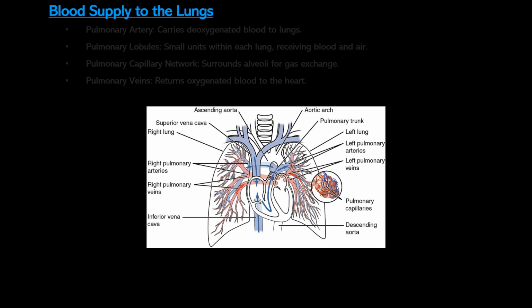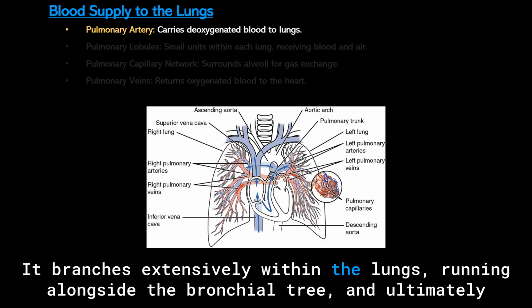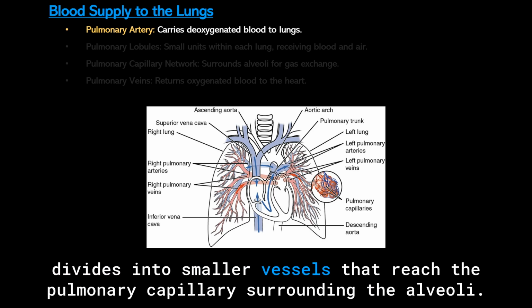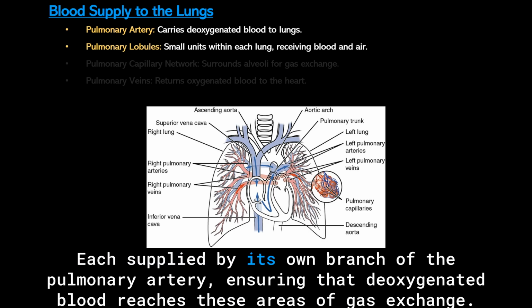The pulmonary artery is the main vessel supplying deoxygenated blood from the right side of the heart to the lungs. It branches extensively within the lungs, running alongside the bronchial tree, and ultimately divides into smaller vessels that reach the pulmonary capillaries surrounding the alveoli. Pulmonary lobules are small functional units of the lungs, each supplied by its own branch of the pulmonary artery, ensuring that deoxygenated blood reaches these areas of gas exchange.